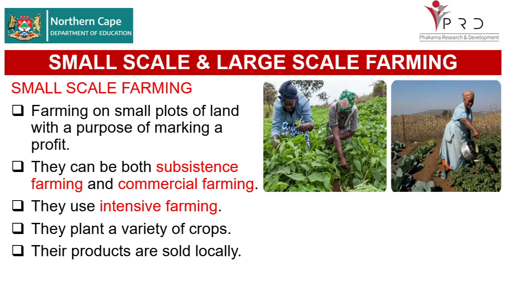Then they plant a variety of crops, very important, the variety of crops. They can have cabbage, spinach, tomato, carrot, beetroot, you name them, as long as they are not focusing on one. Why? Because in subsistence farming, remember, they need to provide for their family. They cannot eat cabbage from Monday up until Sunday, so they need to change their menu. So hence they are focusing on the variety of crops.